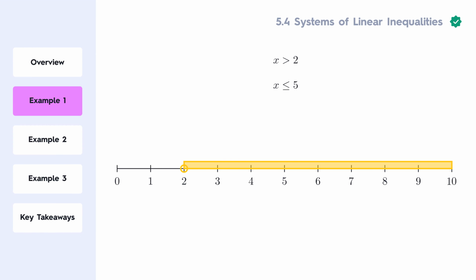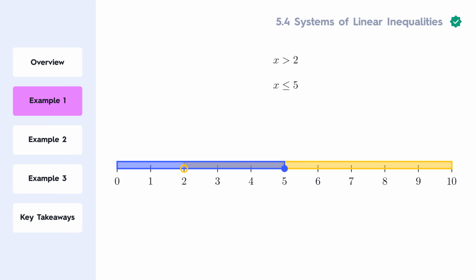For x less than or equal to 5, we'll place a closed circle at 5 to include the boundary point and shade to the left to represent all values less than or equal to 5. Now that both inequalities are graphed, we need to find the overlapping region where both inequalities are true at the same time. This overlapping region represents the values of x that satisfy both conditions.